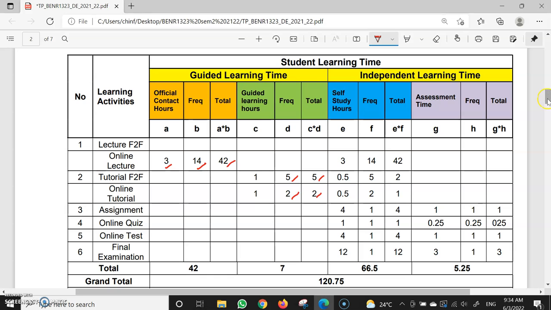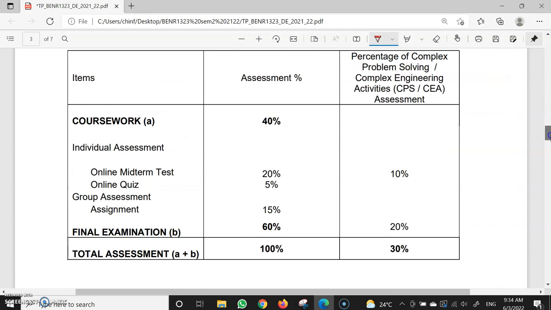Then the course assessment. We cover one quiz, one test, and one assignment. There are adjustments to the marks of the assignment and the test compared with engineering mathematics last semester. This subject is relatively easy, so I reduce the marks of the assignment to 15 and increase the marks of the midterm test to 20. The assignment marks are to help you.